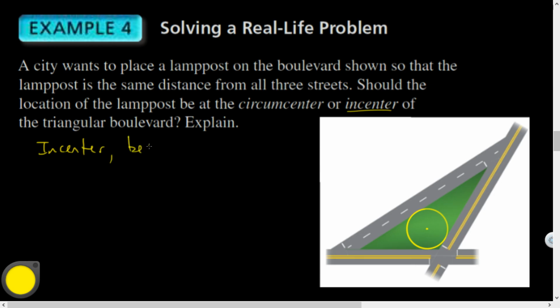Because it is equidistant from the 3 sides of the triangle.